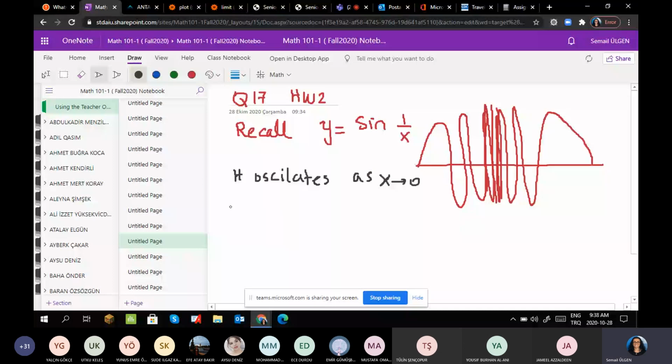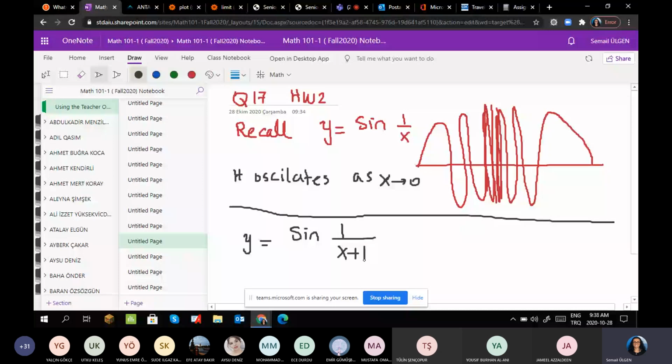But our function in this question is different. Our function is y equal to sine 1 over x plus 1, when x is strictly greater than -1. I have a question for you. How can I get this function from this function? Should we shift it to the left or to the right? Left. Yes, we have to shift it towards the left by 1 unit to get this new function.